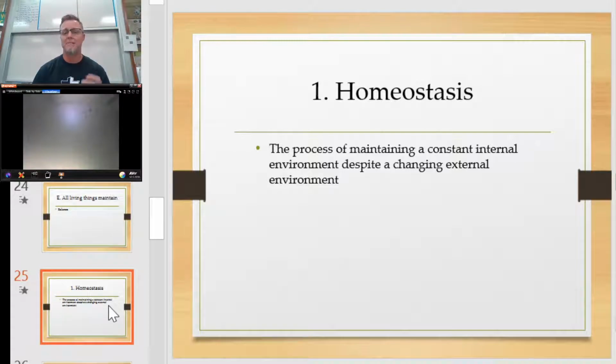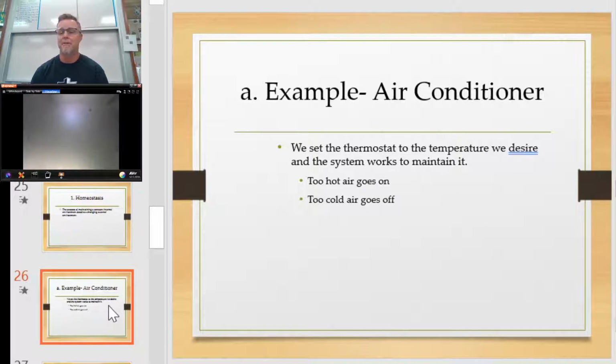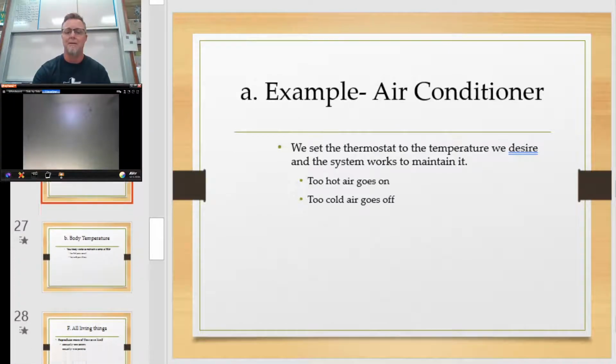So homeostasis, or balance, is the process of maintaining a constant internal environment despite whatever goes on outside of your body. And I even put an example here in these notes for you of your air conditioner. The air conditioner in your home is a lot like your body. You set the thermostat on the wall for a fixed temperature. If it gets too hot in your house, your air conditioner comes on. If it gets too cold in your house, your heater comes on. Your body temperature works the same way. That thermostat on the wall is maintaining homeostasis in your house.